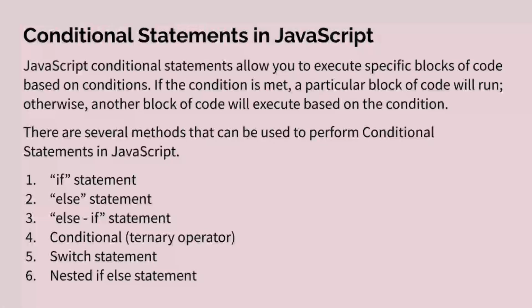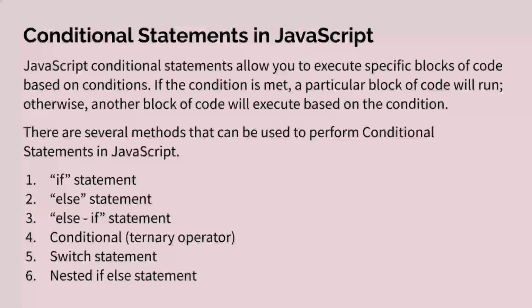Unlike other programming languages, in JavaScript, conditional statements are those which execute a specific block of code based on the conditions. If the condition is met, the particular block of code will get executed. Otherwise, another block of code will get executed on the basis of conditions.